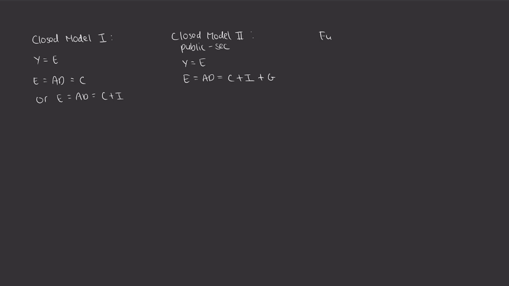And then you have the full model, which states that Y equals E again. Note that all three of these have Y equals E because it is the same thing. And then that equals AD, which equals C plus I plus G plus X minus M. Now, the interesting part about the full model is the minus M, because it's part of aggregate expenditure, but it's actually taken away.